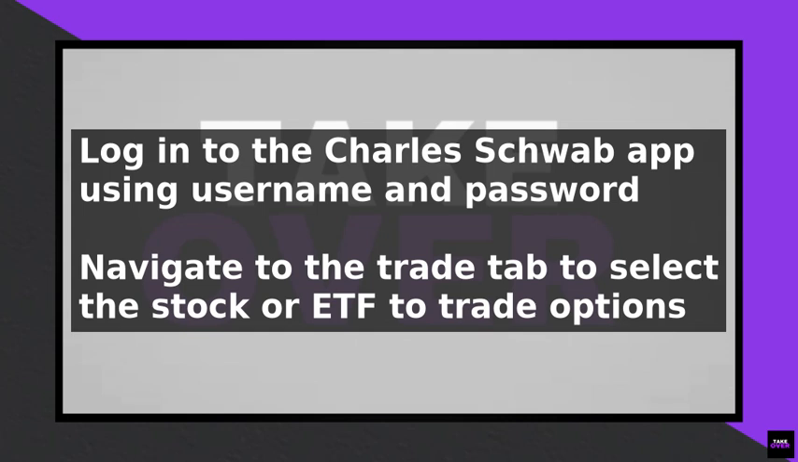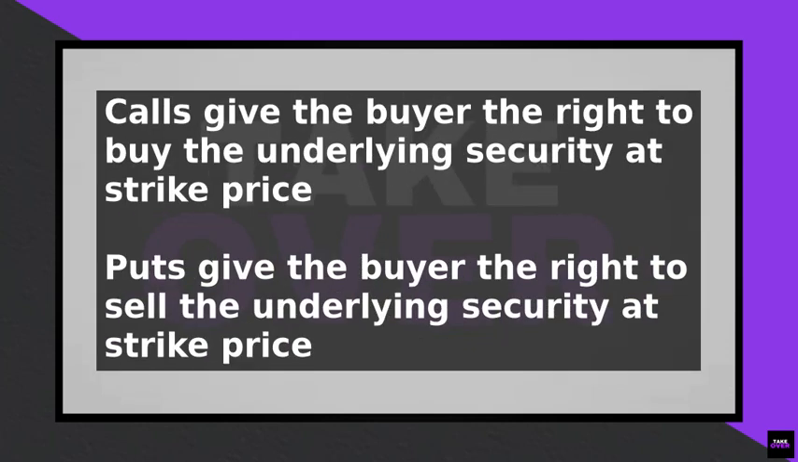Select the stock or ETF you want to trade options on and click on the Options Chain button. This will take you to the Options Chain page where you can view all the available options contracts. For the selected security, the options chain is divided into two sections: calls and puts. Calls give the buyer the right to buy the underlying security at the strike price, while puts give the buyer the right to sell the underlying security at the strike price.